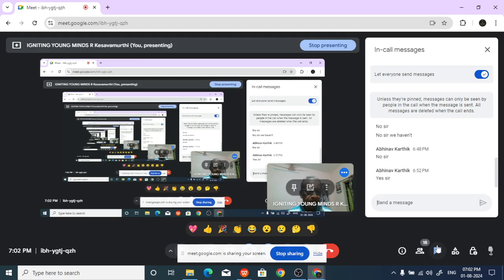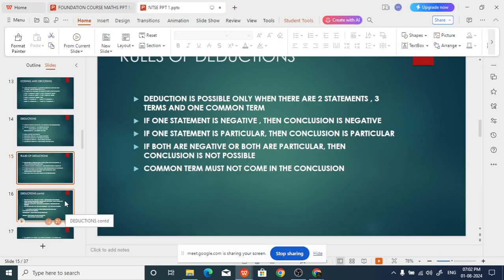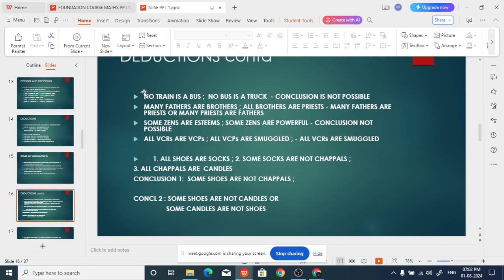So now we know the rules. We will go to the questions and try and see whether we can solve them. One by one we'll take. I'll make it slightly bigger.